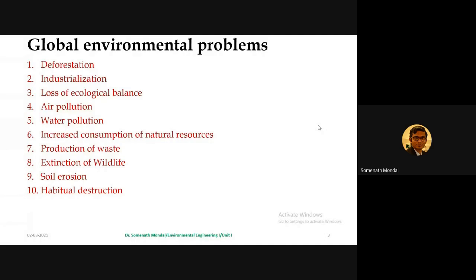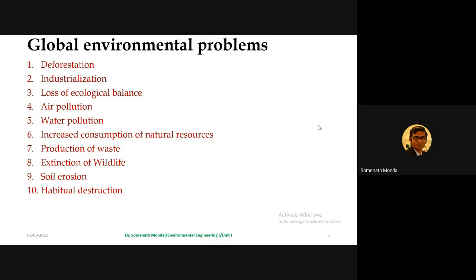So what are the global environmental problems we have come across till date, if we talk about 2021? The first one is deforestation. Overall, 40% of the world's jungles and forests have been destroyed just to meet the demand of the people and their habitable places. And because of that, deforestation has a lot of impact on the environment and the ecological balance.